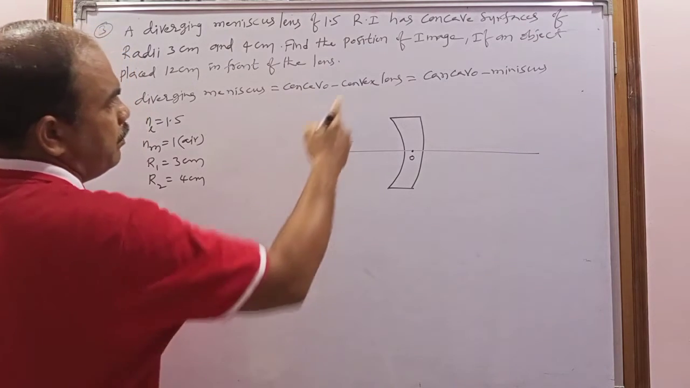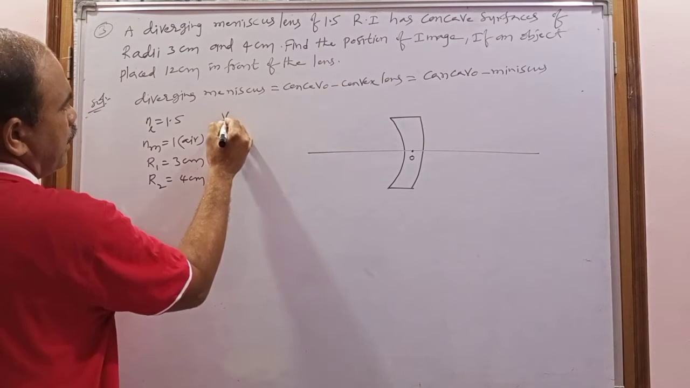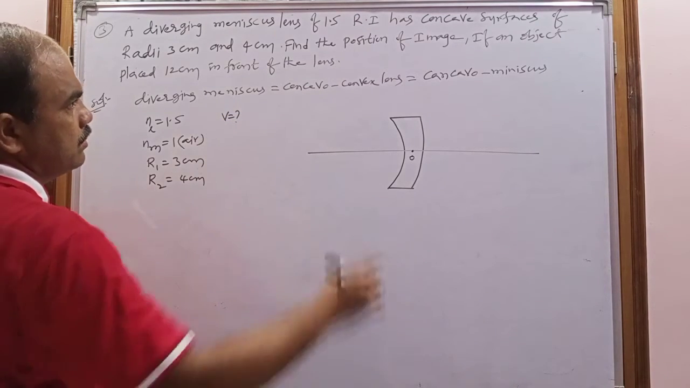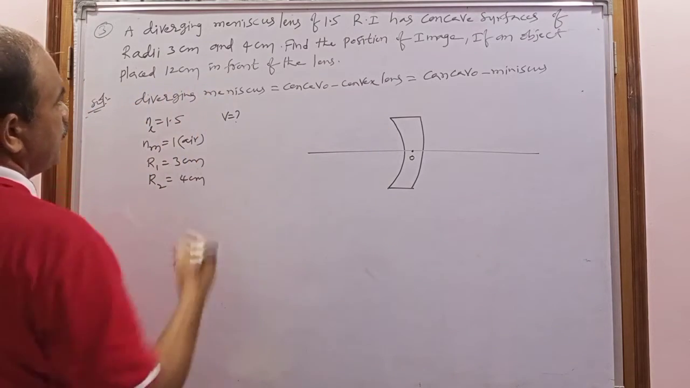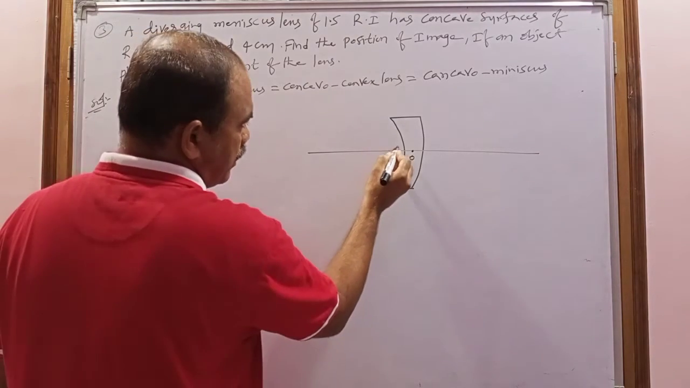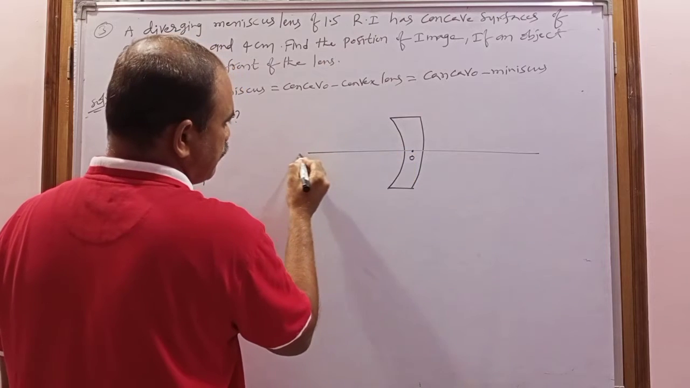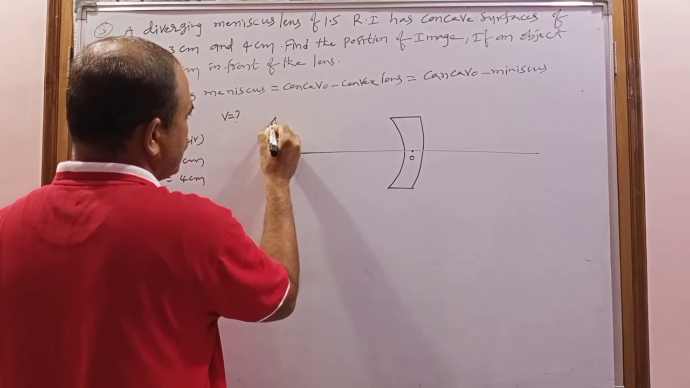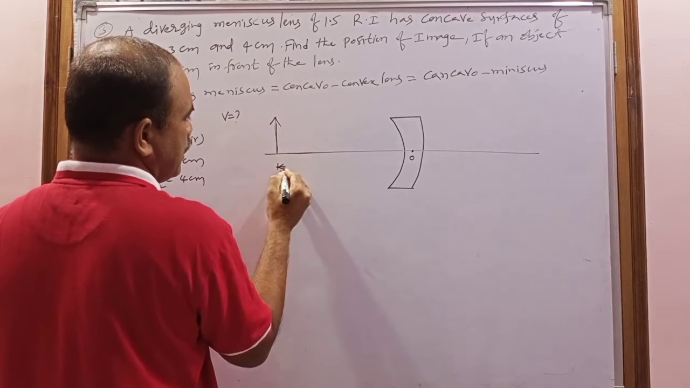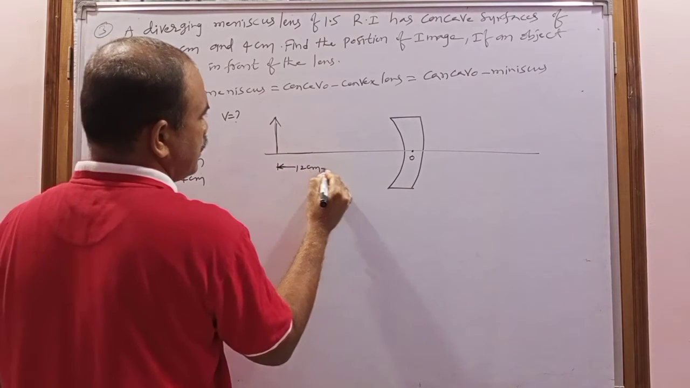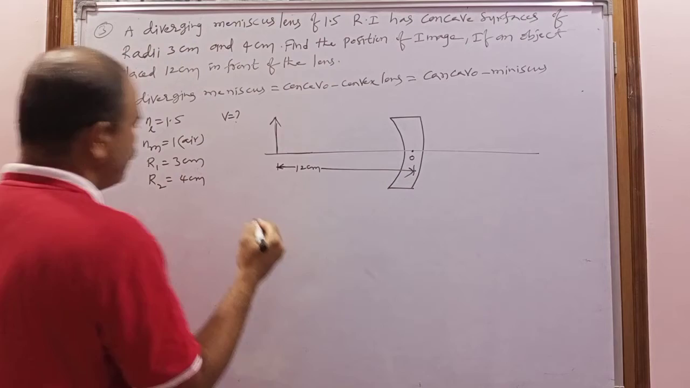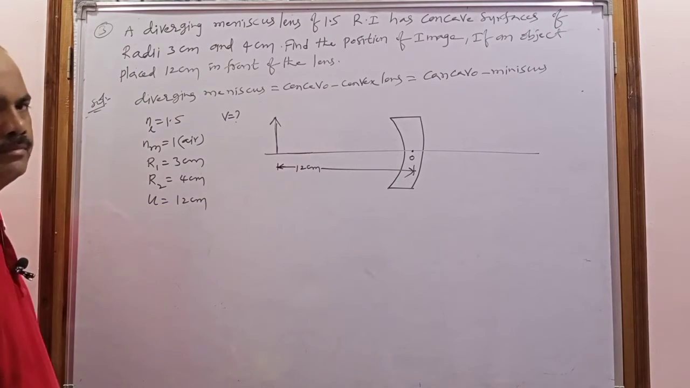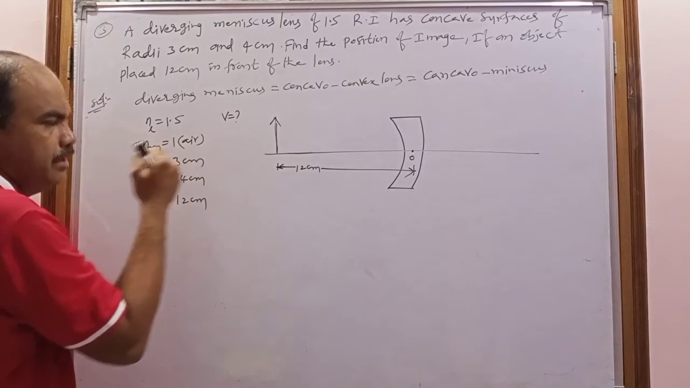Now find the position of image, and what you have to calculate? Find the position of image, the V you have to calculate. If an object is placed 12 cm in front of the lens, at what distance? At 12 cm from the optic center. So object distance u equal to 12 cm. But you have to calculate the image distance.